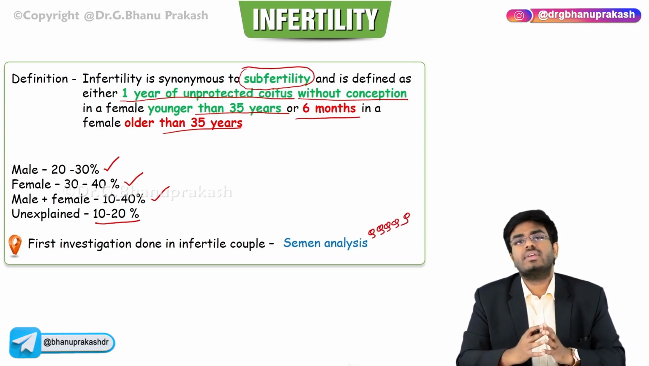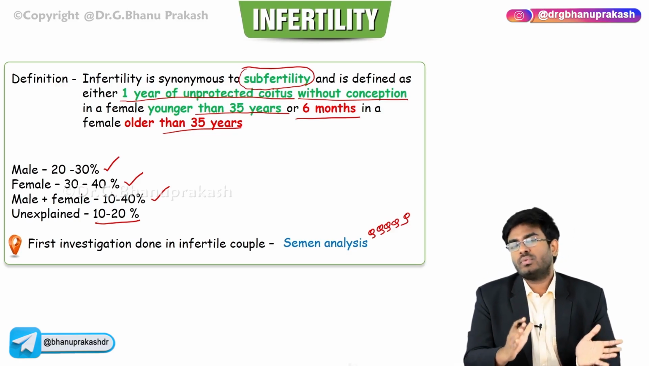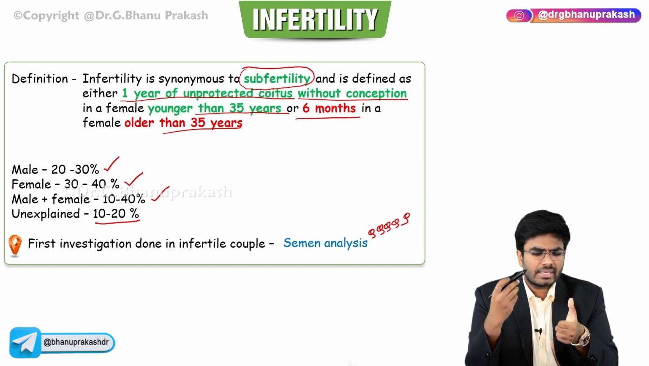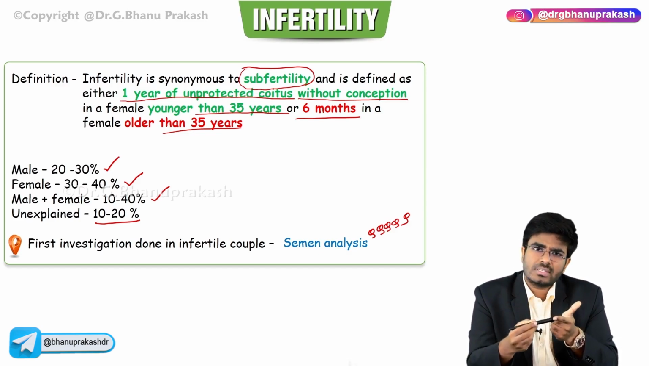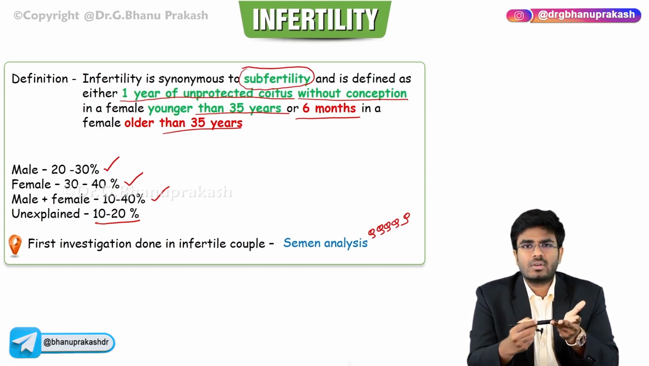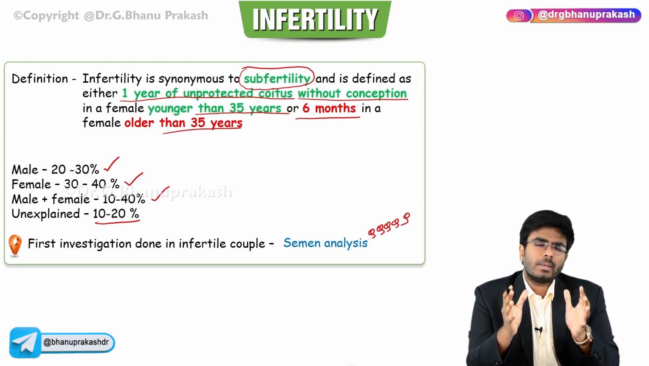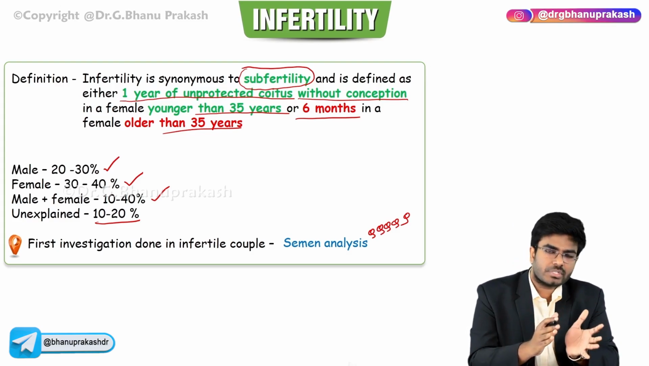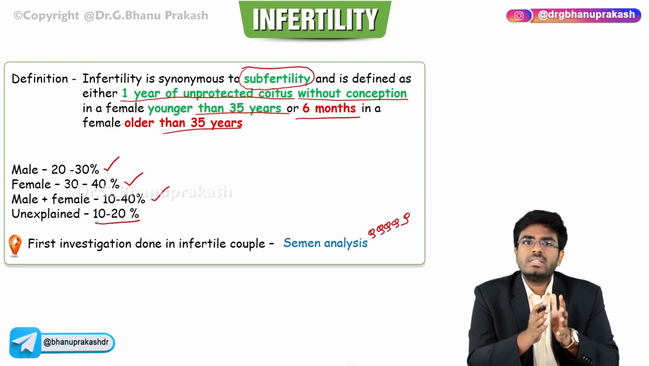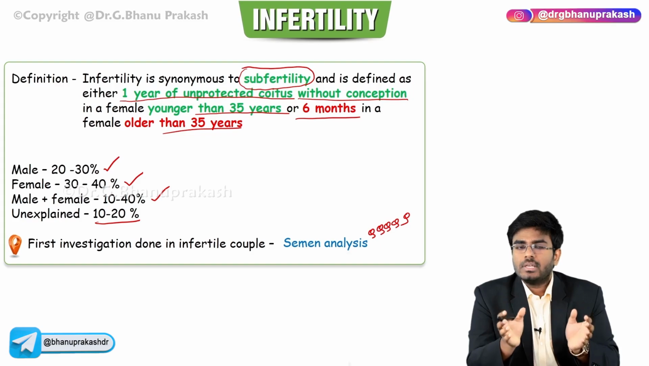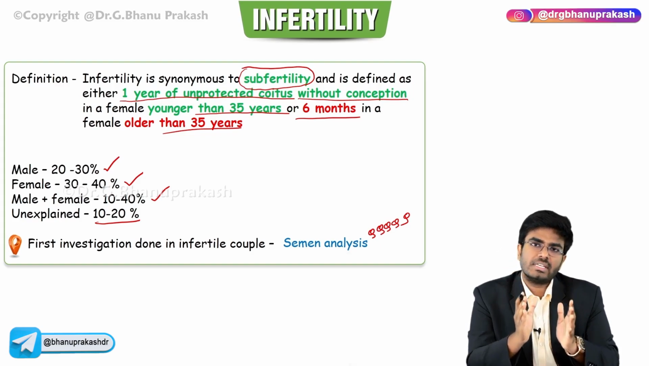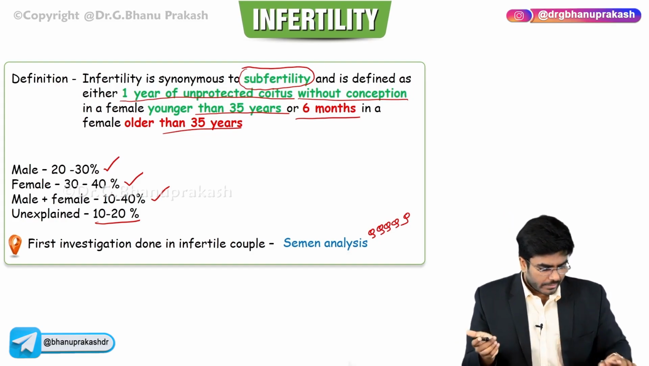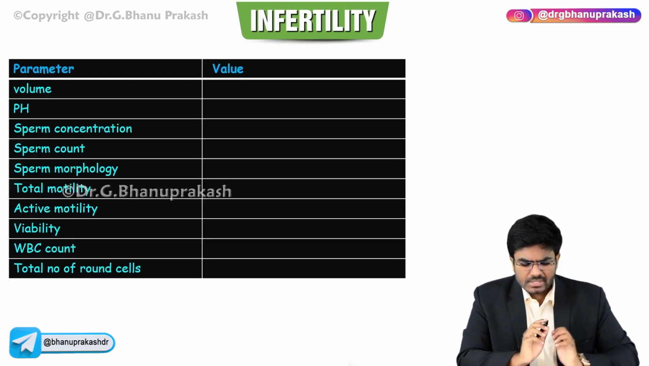Why? Because semen analysis is very easy. If you are going to the female, there are many causes of female infertility, something like ovarian causes, tubal causes, uterine causes, cervical causes. So the female reproductive system is more complicated when compared to the male reproductive system. So investigations in the male are very simple. So always start the investigations with the male, that is the semen analysis. Okay, well and good. Now please concentrate.